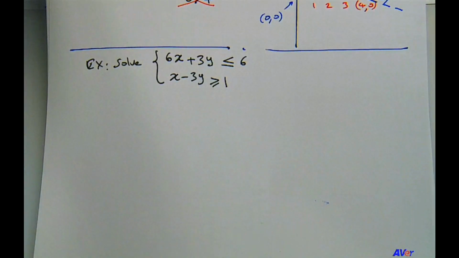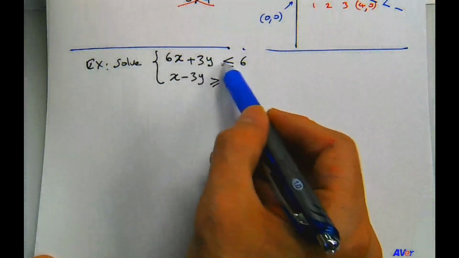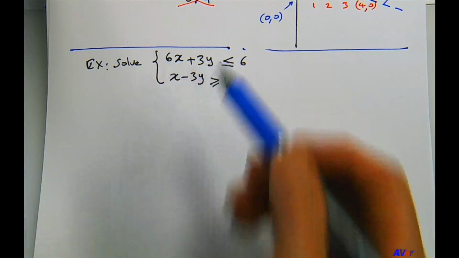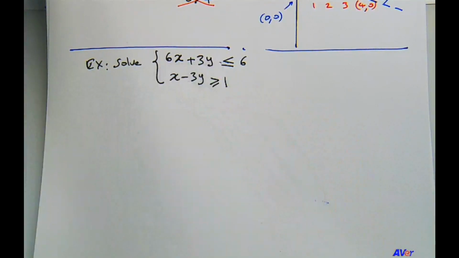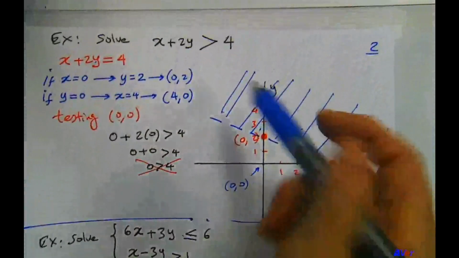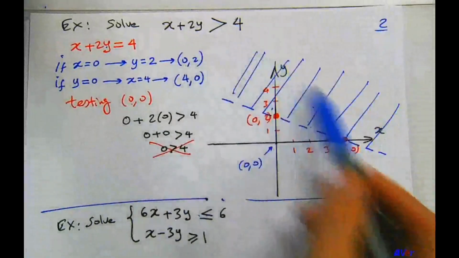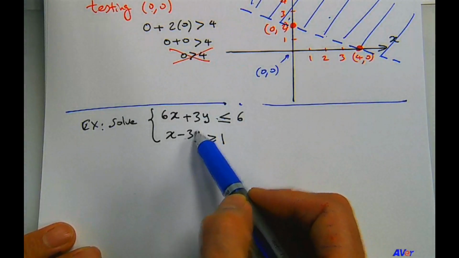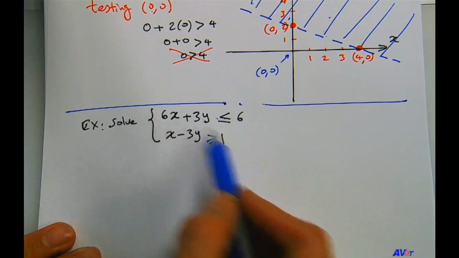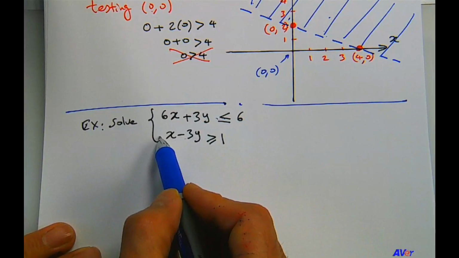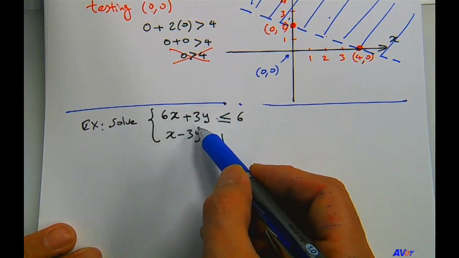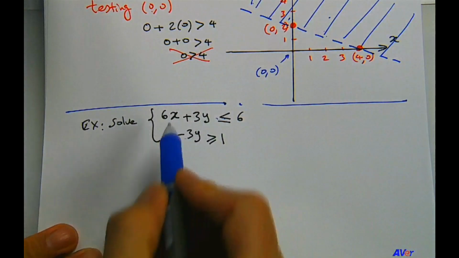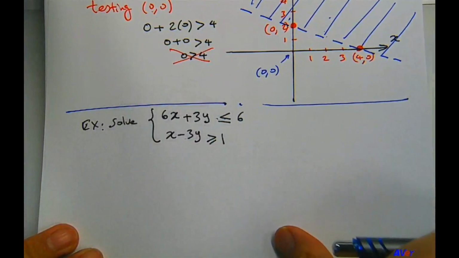Just like before, we have to find the boundary line for each one of these inequalities and then see where the individual solutions overlap. In the previous example, it was just one inequality, so that's all we looked for. But this is two inequalities. Because we have two, we have to find the solution of this one, find the solution of the second one, and then see where those individual solutions overlap. The overlapping piece is the solution of the whole system. Okay, so let's do that.